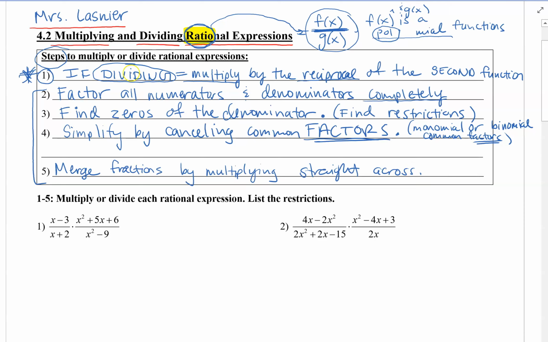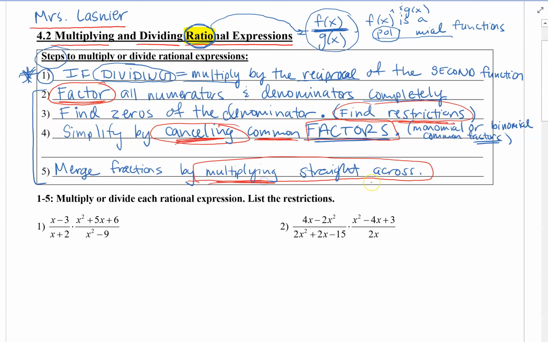If we are given a division problem, we turn it into a multiplication problem by multiplying by the reciprocal. Now that everything's a multiplication problem, we start by factoring and then using that to find our restrictions. We then cancel our common factors and then we multiply remaining stuff straight across. Factor, restrict, cancel, multiply across.